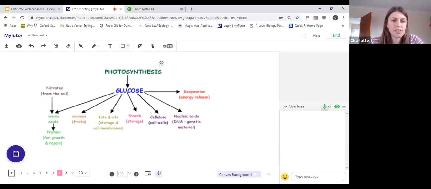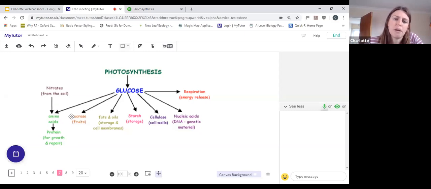Okay, and here's a nice summary of all of that with a couple of extras thrown in. So respiration we're going to do next week, which is energy release. Nitrates from the soil they've included here, combined with glucose to make amino acids, which are then useful for proteins. Proteins, we didn't really talk about what happens when you have a protein. So as well as enzymes, growth and repair proteins are for building new things.